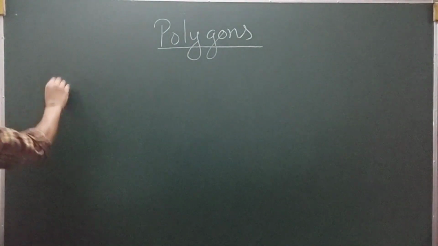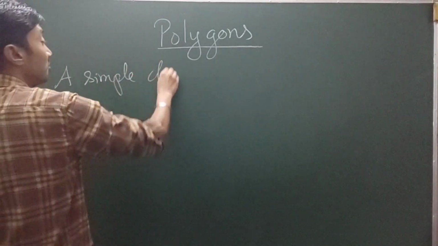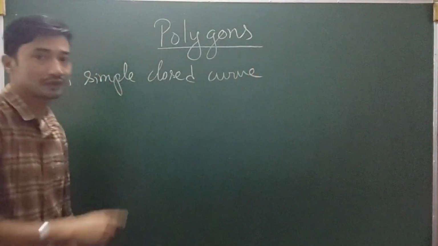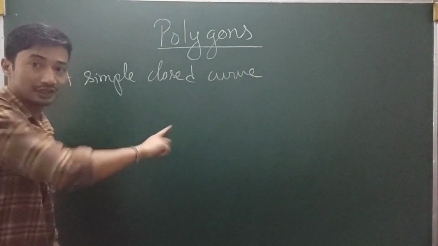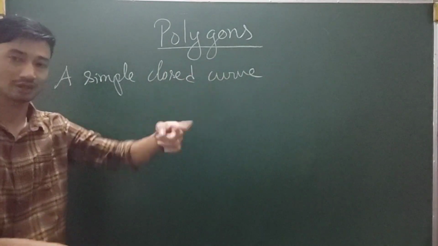Again, write down the definition. Definition is very important. It's a simple closed curve. What was a simple curve? It doesn't cross itself.